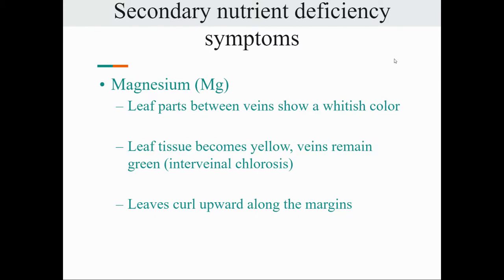Magnesium. The leaf parts between veins show a whitish color. Leaf tissues become yellow. Veins remain green. Leaves curl upward along the margins.